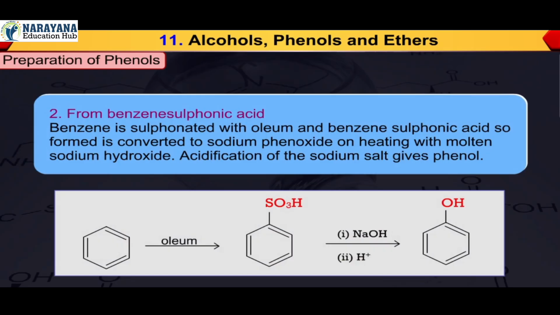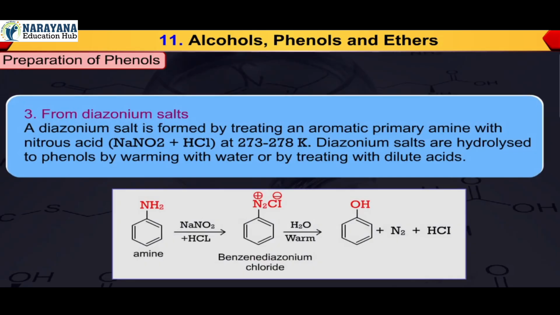Number 2. From benzene sulfonic acid. Benzene is sulfonated with oleum and benzene sulfonic acid so formed is converted to sodium phenoxide on heating with molten sodium hydroxide. Acidification of the sodium salt gives phenol. Number 3. From diazonium salts. A diazonium salt is formed by treating an aromatic primary amine with nitrous acid, that is NaNO2 plus HCl, at 273 to 278 Kelvin. Diazonium salts are hydrolyzed to phenols by warming with water or by treating with dilute acids.